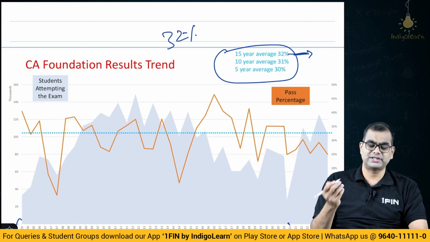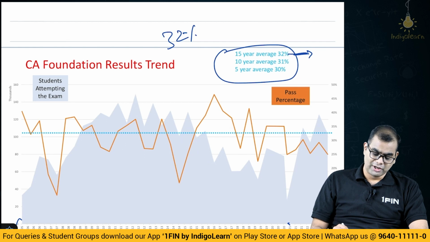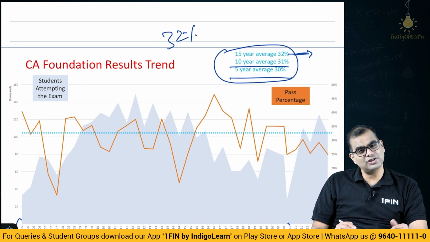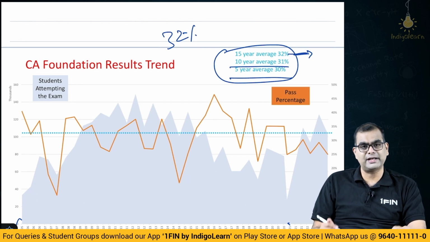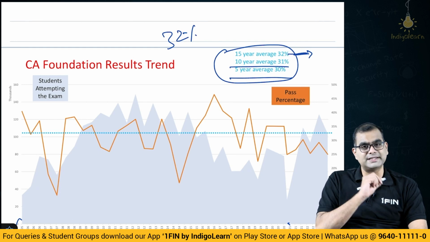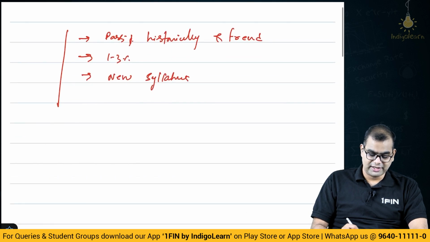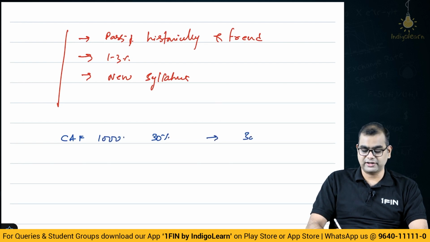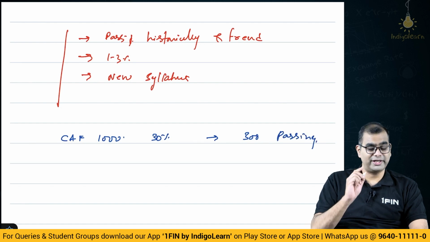The 15 years average is also incidentally a very similar number. The 10-year average is 31%, the 5-year average is also 30%. So, 30, 31, 32, thereabouts. On an average, 30% of the CA foundation students are passing the exams. So, please note here, CA foundation, 30%. If 1000 students join, what is 30% of 1000? 300 students are passing. 1000 are joining, 300 are passing.